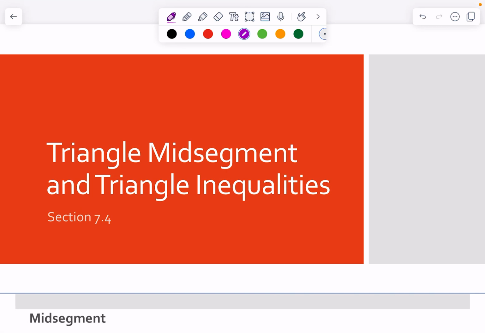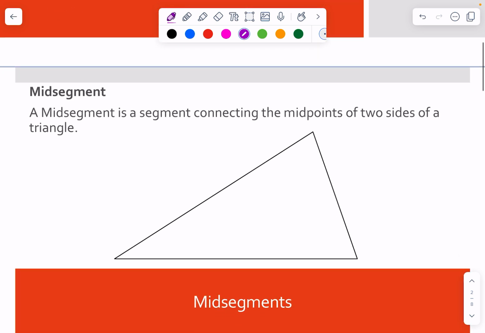Here in chapter 7, we're talking about the triangle midsegment and triangle inequalities. So when we look at this midsegment, a midsegment is a segment connecting the midpoints of two sides of a triangle. So if I say this is a midpoint here, and this is a midpoint here, and I connect those, this would be the midsegment of those two sides.